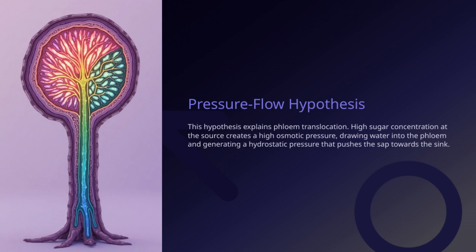The key idea here is that the difference in sugar concentration creates a pressure gradient that drives the flow. This pressure flow hypothesis ties together the concepts of osmotic pressure and hydrostatic pressure to explain how plants efficiently transport sugars. It's an elegant system that highlights the importance of pressure differences in biological transport mechanisms.